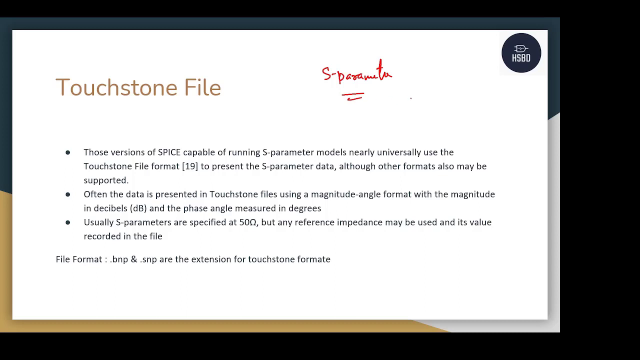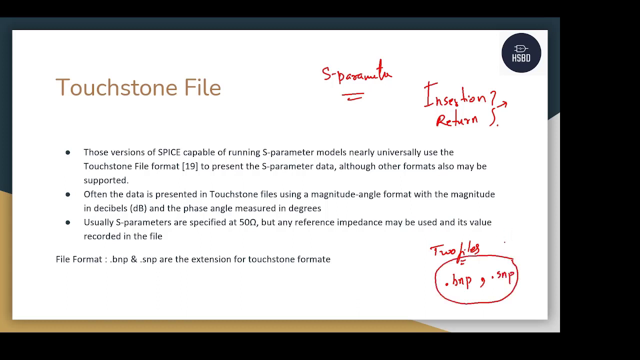Now let us see how an S parameter file looks like. When you have done your S parameter extraction, you are able to see the insertion loss plot, and you are able to see the return loss plot also. So how are you going to use these return loss and insertion loss plots in a channel simulation? The output of this simulation is in the form of two files. One is .bnp, or also known as .snp, and one is .ckt, that is the circuit file.